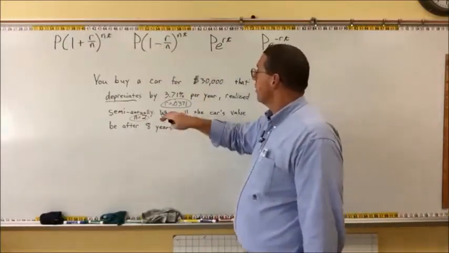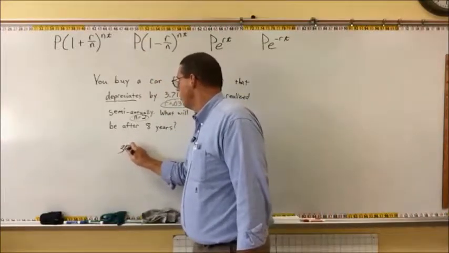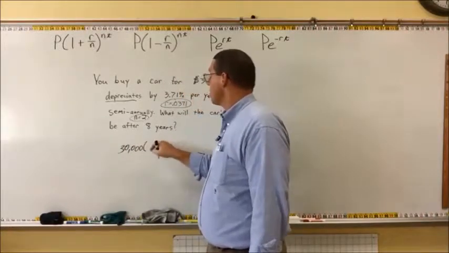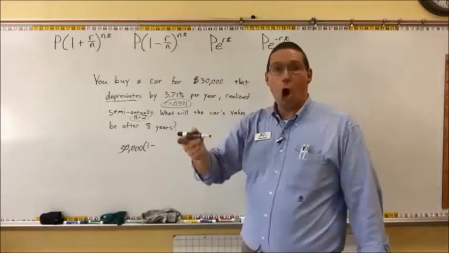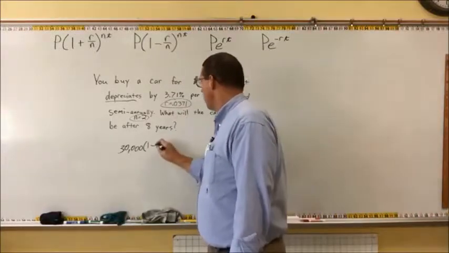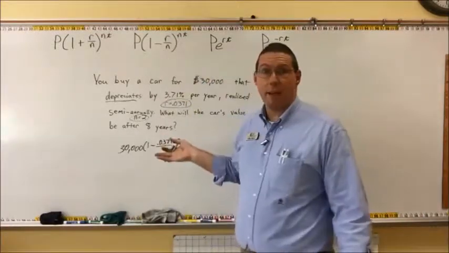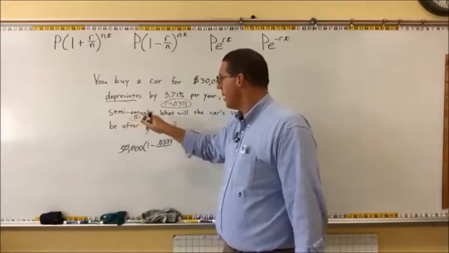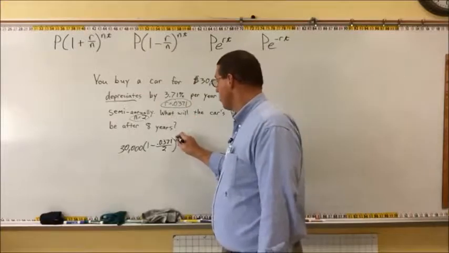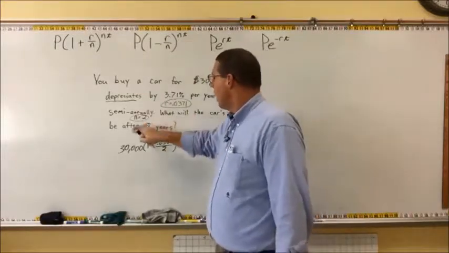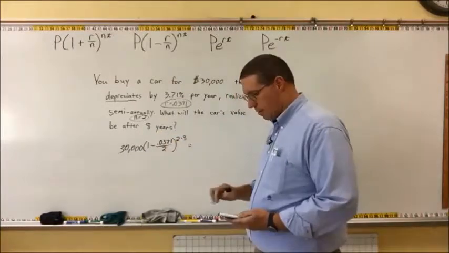So let's go ahead and use our formula. P, starting value. Well, when you bought the car, it was $30,000. So we'll put in 30,000, then a parenthesis, then a 1, minus, because it's losing value, R is 0.0371 over N. How many times per year? Twice a year, semi-annually. That's 2. To the power of N, which we just said was 2, times T. After how many years? After 8 years. So 2 times 8.